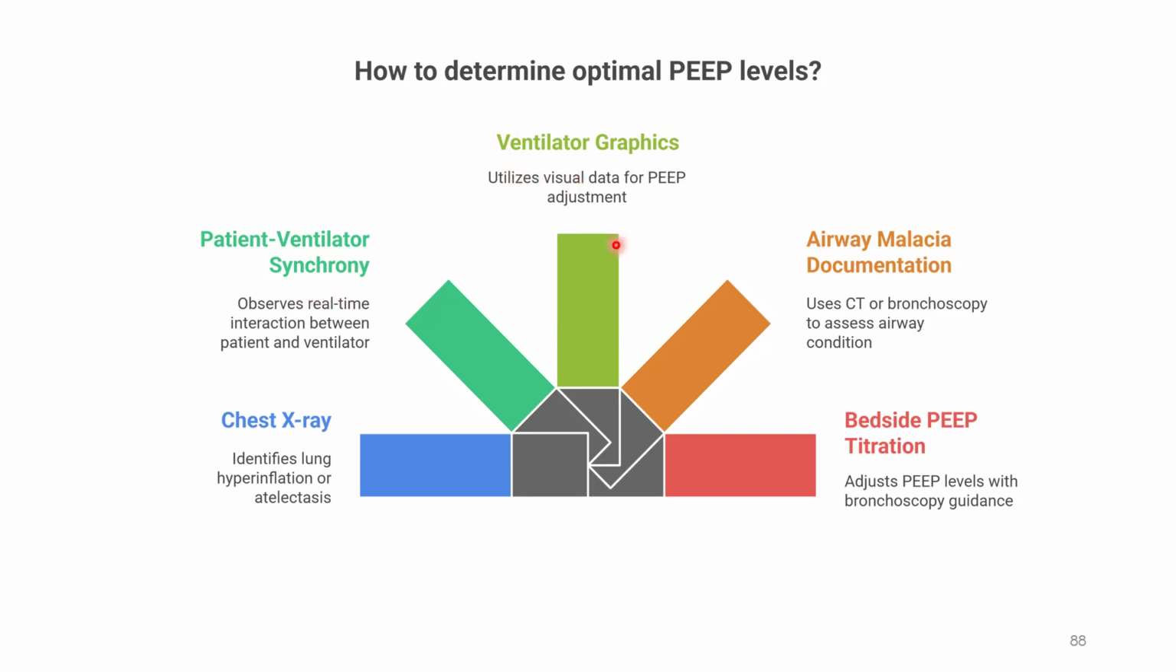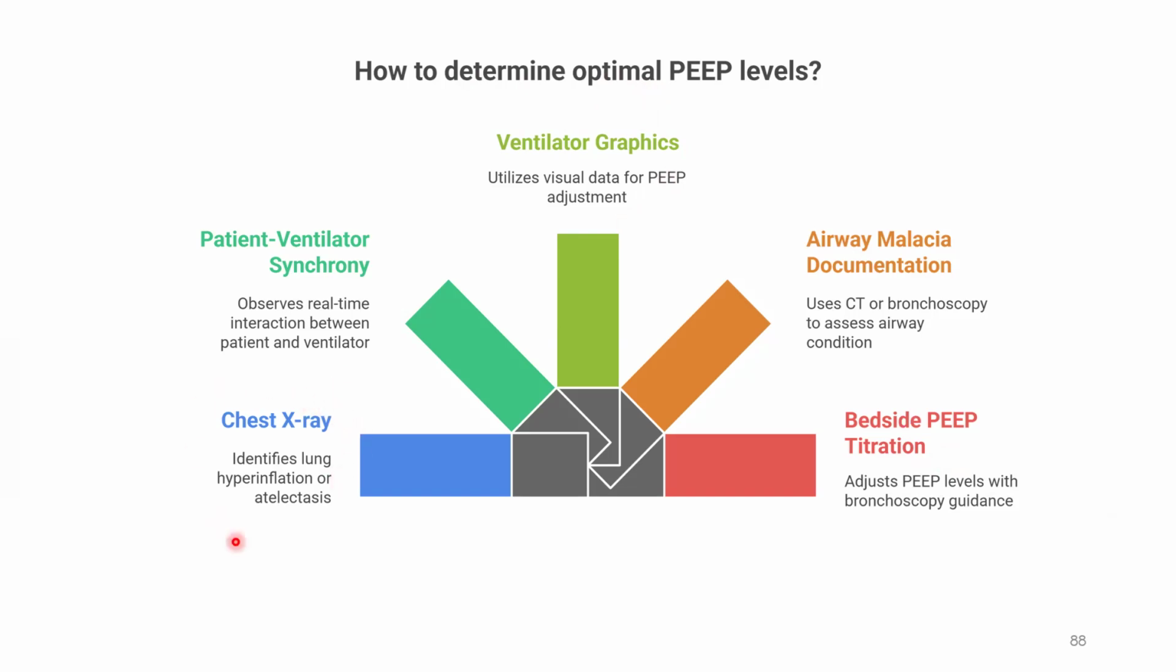Then you can see the ventilator graphics also. You can see if there is auto-PEEP or air leak phenomena from the ventilator graphics. And the last way is documentation of airway malacia and bedside PEEP titration using bronchoscopy. I think we don't have this facility in most centers in our country. So by three ways, you can determine the optimal PEEP.